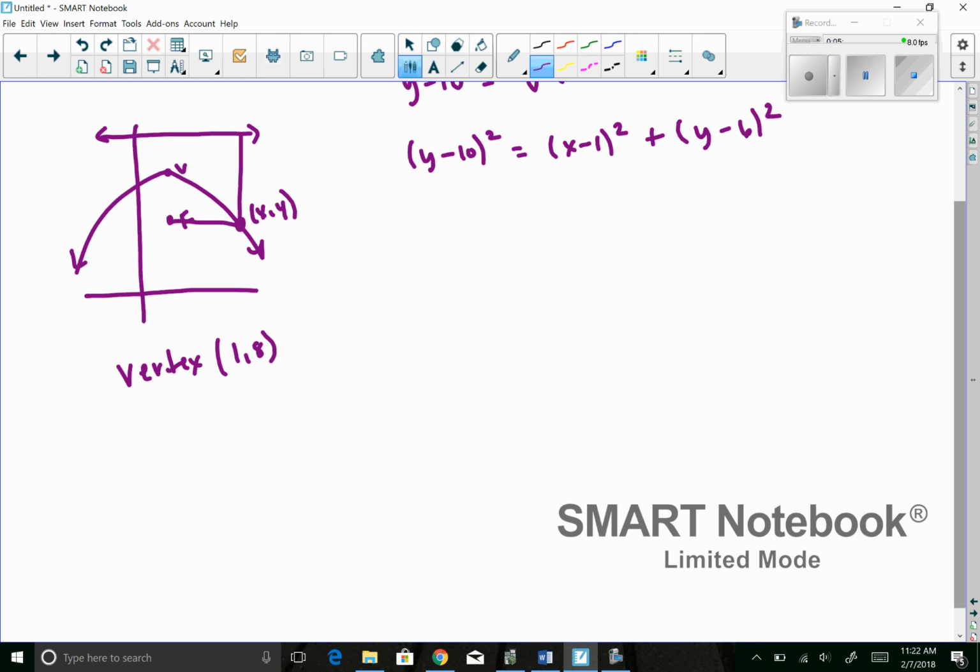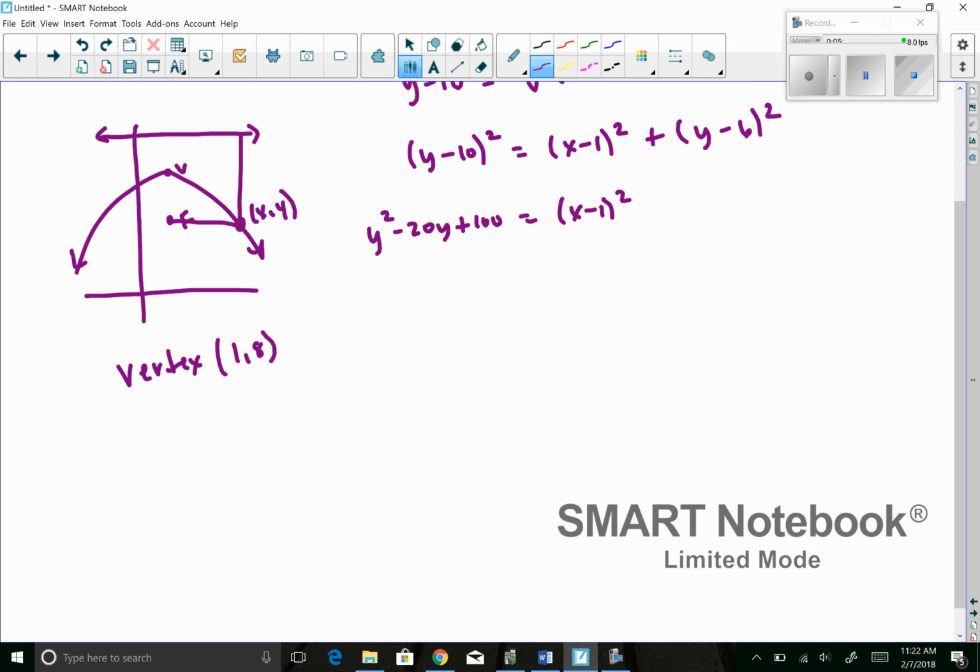I'm going to leave it with x minus 1 squared because I like having my answer in vertex form, and I could always easily change it later on if we have to just by multiplying it out. So if we multiply out y minus 10 squared, that gives me y squared minus 20y plus 100. Remember, there's a trick there.